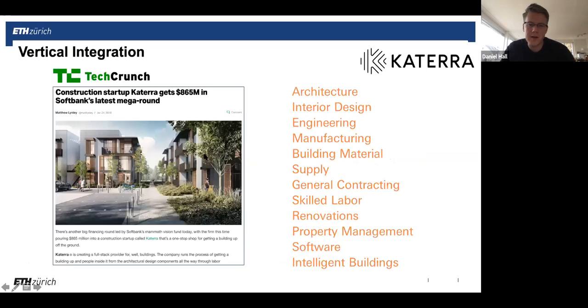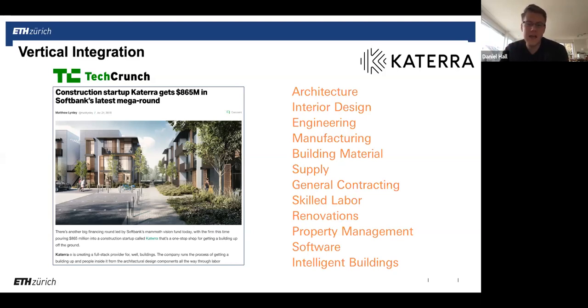They are vertically integrated. This was in 2018, they raised a new round of 865 million. I think their total is over $1.2 billion in investment, with SoftBank as the major leader in their investment. So $1.2 billion, right? That's an insane amount of money. And the whole goal is to become the first global industrialized construction company. That's what they're betting on. They're 5 years old now, so they were founded in 2015.